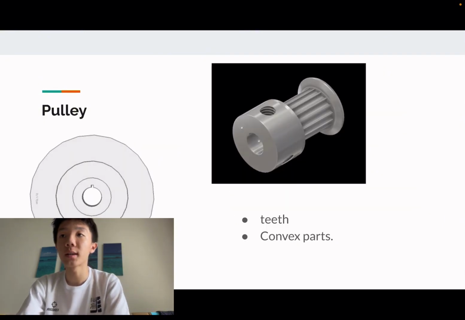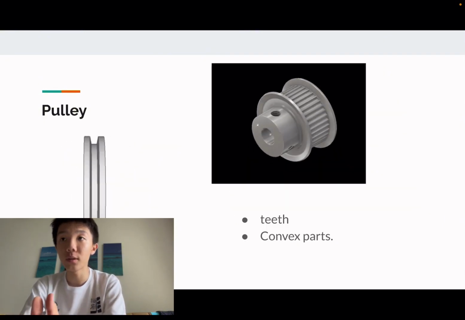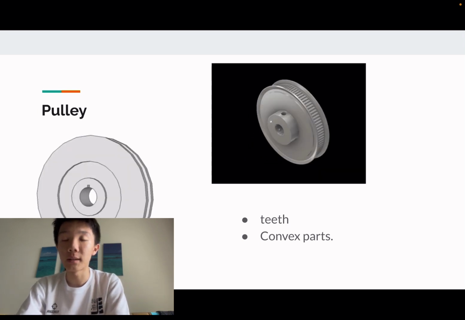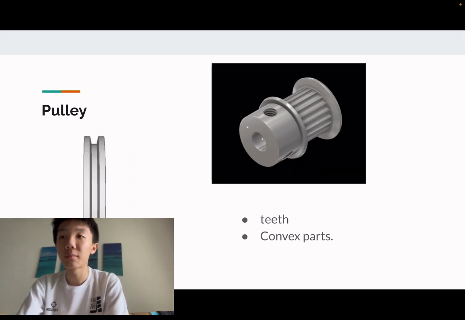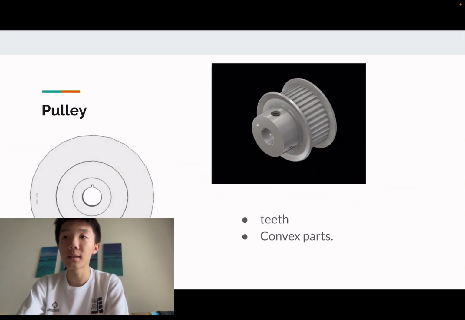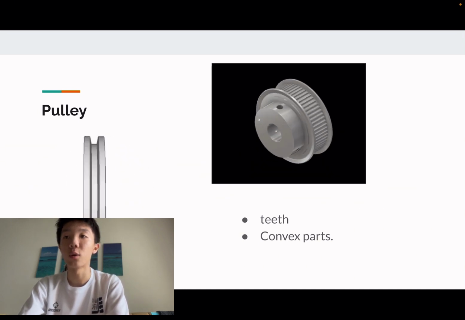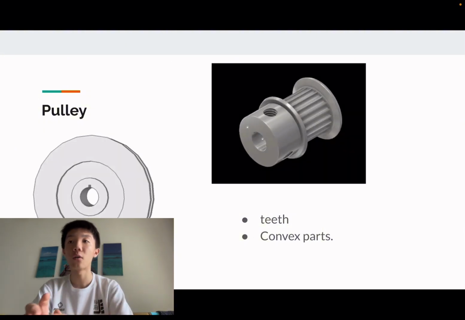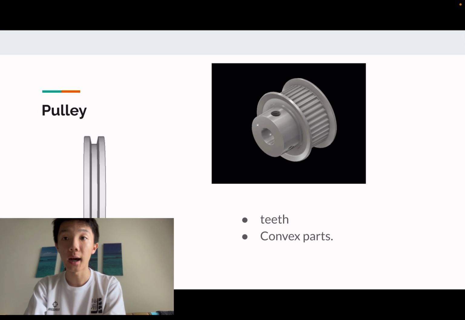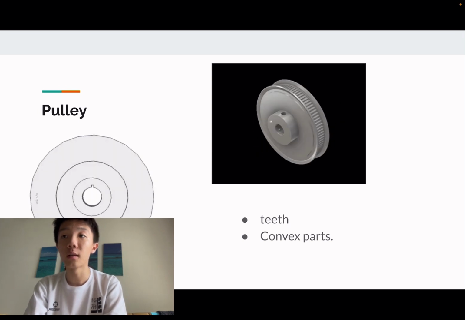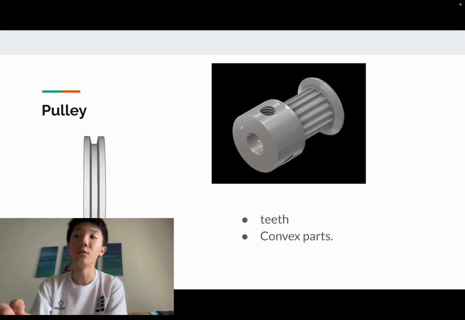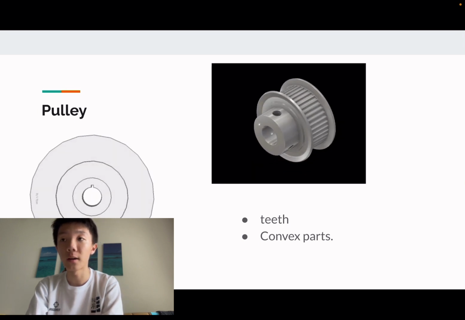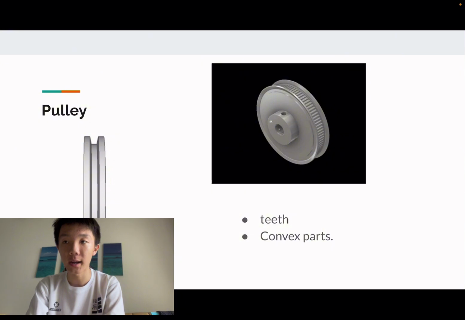As the illustration in the slide shows, these are pulleys. There are two kinds of pulleys that can be seen in real life. Timing pulley, the one with teeth, and idle pulley, the one without teeth. Both types of pulley have their own way to transmit power. The idle pulley, the one on the left, uses the convex part to fit the valley of the red belts shown in the previous slide.